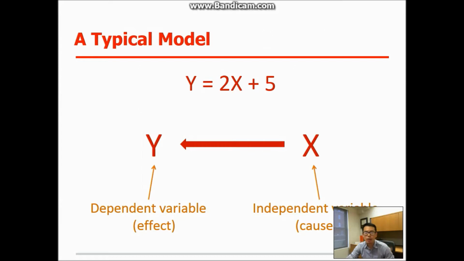So this is a typical model of quantitative research. Y equals 2x plus 5. And obviously this is a math question. However, in this question, we will see two variables, y and x. And the change of y is solely dependent on x. Because y is dependent on x, y is considered the effect or dependent variable. X, on the other hand, will be considered the cause or independent variable.